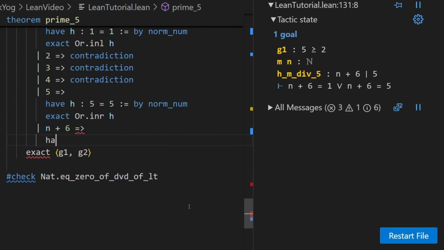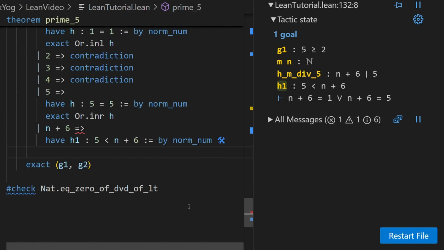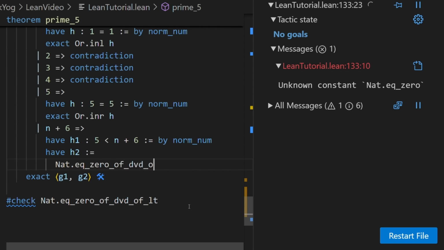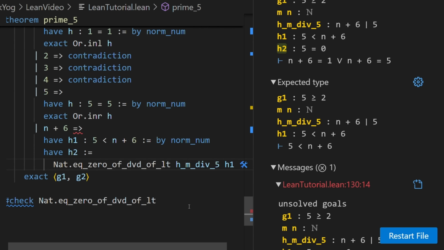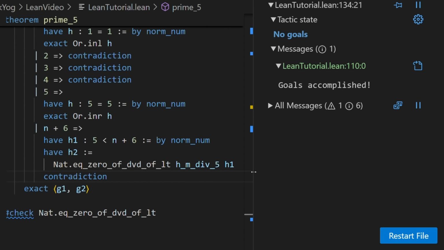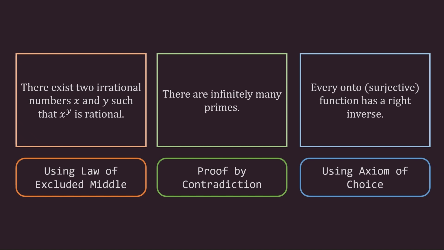Have h1 be a proof of 5 less than n plus 6, which can be solved by norm_num. Now have h2 be the theorem that we just saw, with hm div 5 and h1 as inputs. Over here, a and b match up with 5 and n plus 6, so we should get 5 equals 0 out. And clearly, h2 is now a proof of 5 equals 0, hence contradiction. And we've solved every case. The proof is complete.